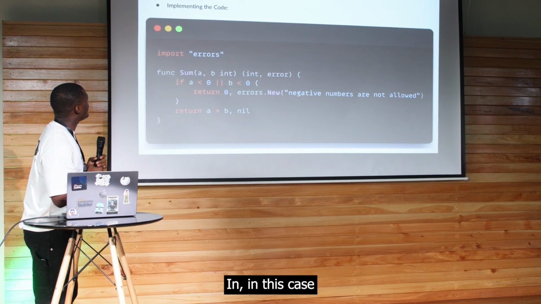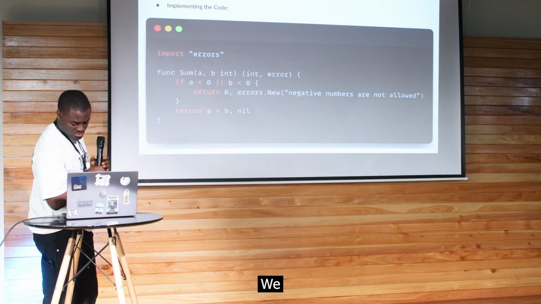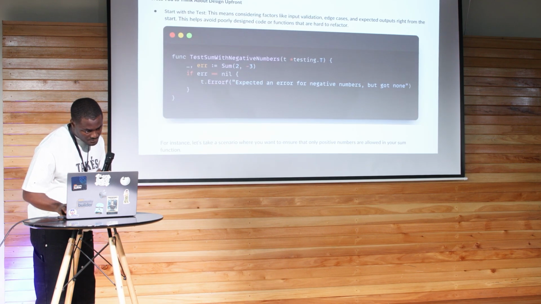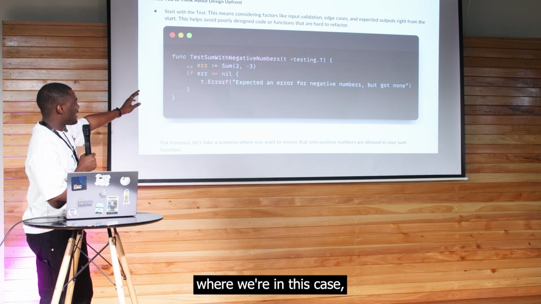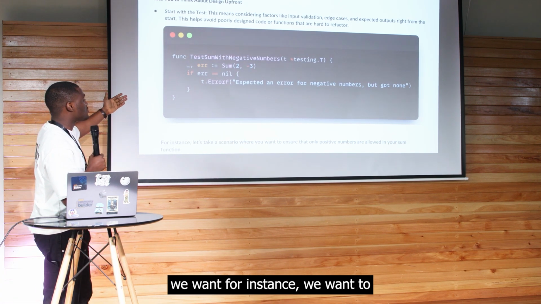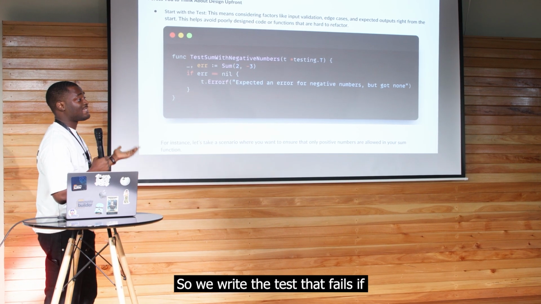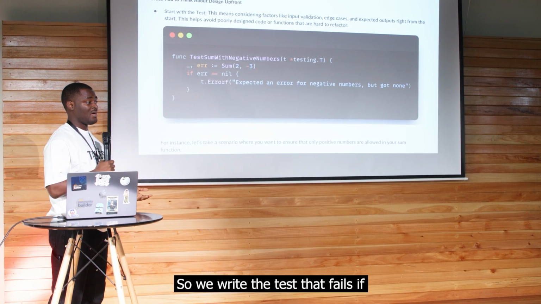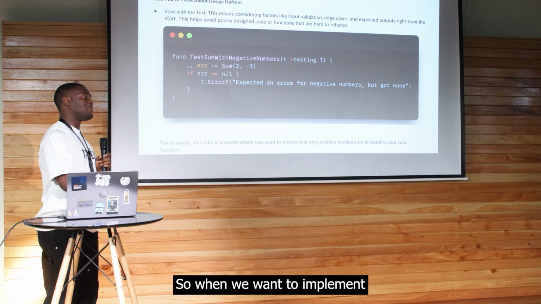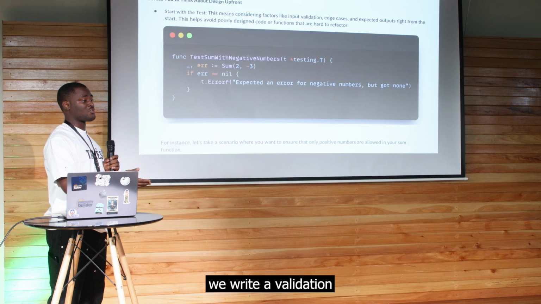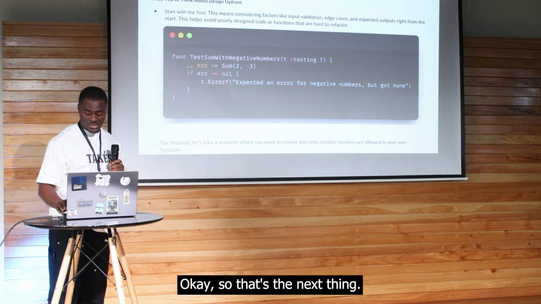Okay, in this case, when we're implementing the code after testing, for instance, we only want positive numbers. So we write a test that fails if a negative number is added. When we want to implement our code, we write a validation that passes that test.